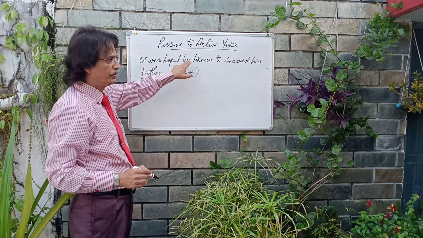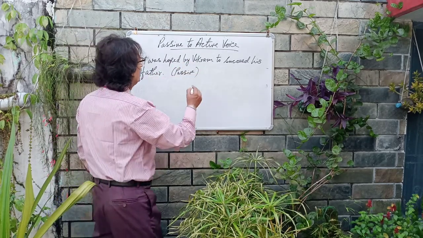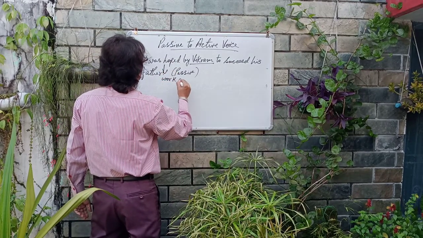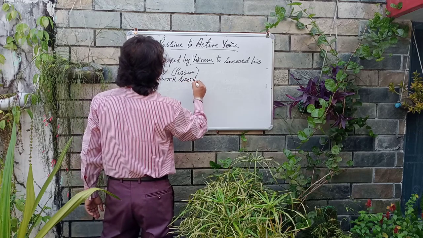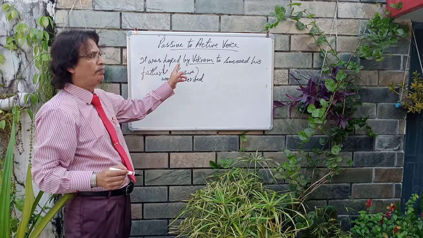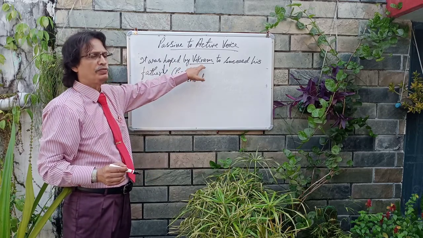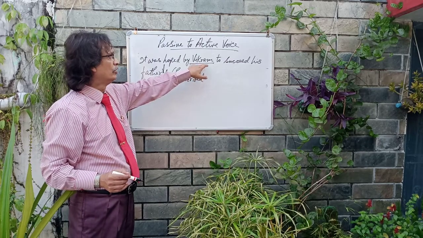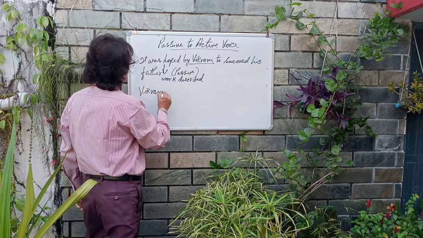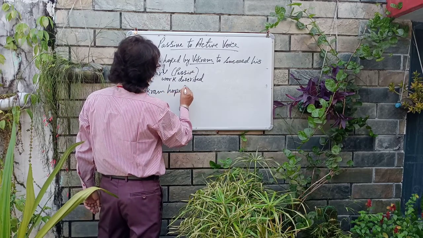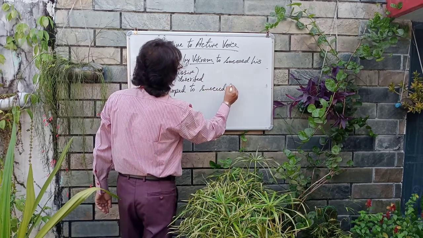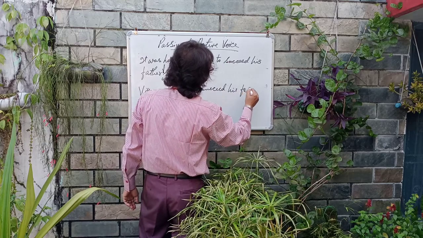Who hoped? Vikram. So Vikram, here it is the work described. So it comes as passive voice because the work is described. It was hoped by Vikram. So Vikram is the object which is going to become the subject now. To succeed his father. So it will be Vikram hoped to succeed his father.